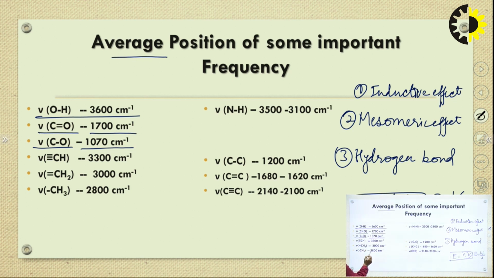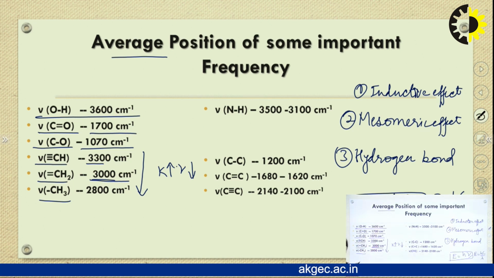Similarly, we can see here very clearly the triple bond CH at 3300, the double bond CH2 at 3000, and the single bond CH3 at 2100. This is because K is decreasing, so nu bar is decreasing. For learning purposes, we have to learn this mean value of 3000, above which... and again one thing to be sure of, this is an average position, so it will change from molecule to molecule. So, this is one point.